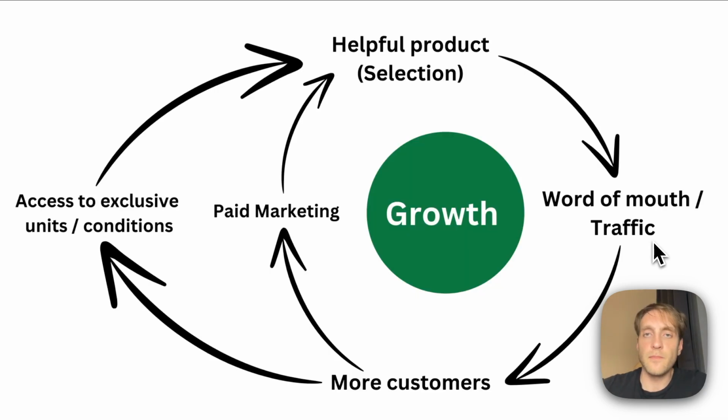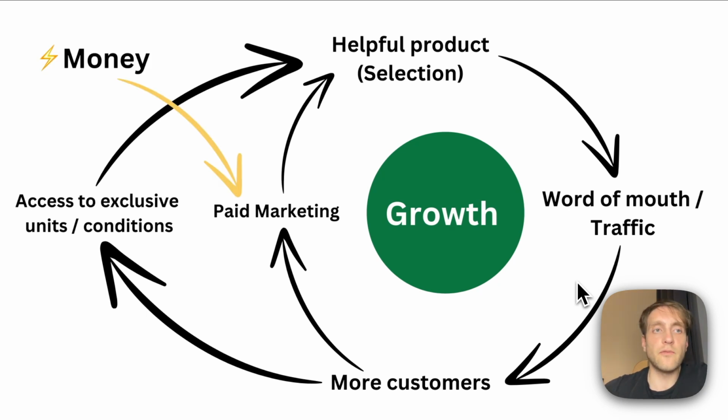Here's my thesis. We have a valuable product that helps with the selection of off-plan projects. If we get traffic on it, then it's much more likely that people will share it with their friends. So this will lead to more customers, which will first lead to access to exclusive units and conditions, which will make our helpful product even more helpful. And second, it will fund our paid marketing, which we can use to promote our actual web platform again. And we want to create the first spark to put this wheel in motion.